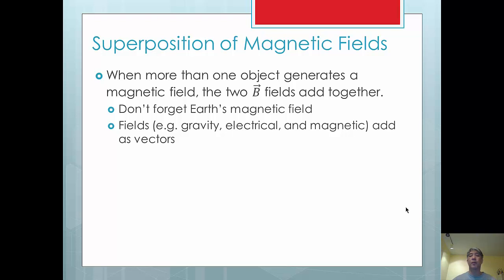In terms of the superposition of magnetic fields, whenever I have more than one object generating a magnetic field, the two magnetic fields will add together. Normally, this isn't a problem, but if you're doing an experiment, a lot of times you forget that there's another magnetic field already present, and that's Earth's magnetic field. So if you're ever wondering why some of your data looks off, if you forget Earth's magnetic field, that effectively becomes like a systematic error. You're missing an entire 50 microteslas, more or less, worth of magnetism.